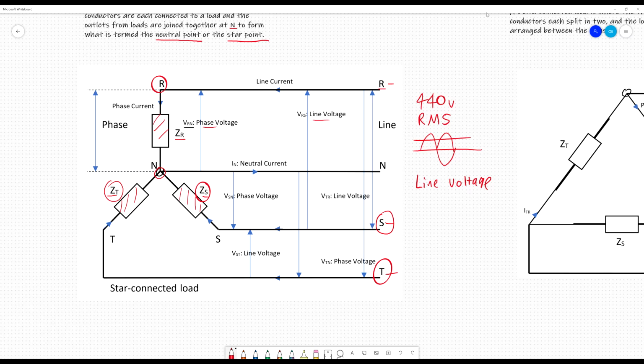The phase voltage is the voltage that is going through that phase. So because these phases are connected at a neutral point, the phase voltage is going to be the voltage between the phase and neutral, which is obviously going to be lower.